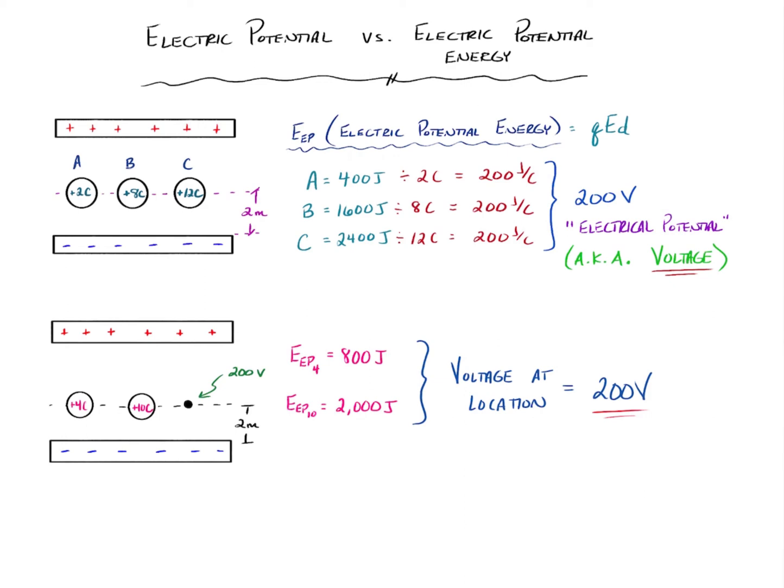It doesn't matter how much energy they have. At the locations that they are located, it is a 200 volt potential. Property of the field, the potential. The energy is possessed by the charges in this case.